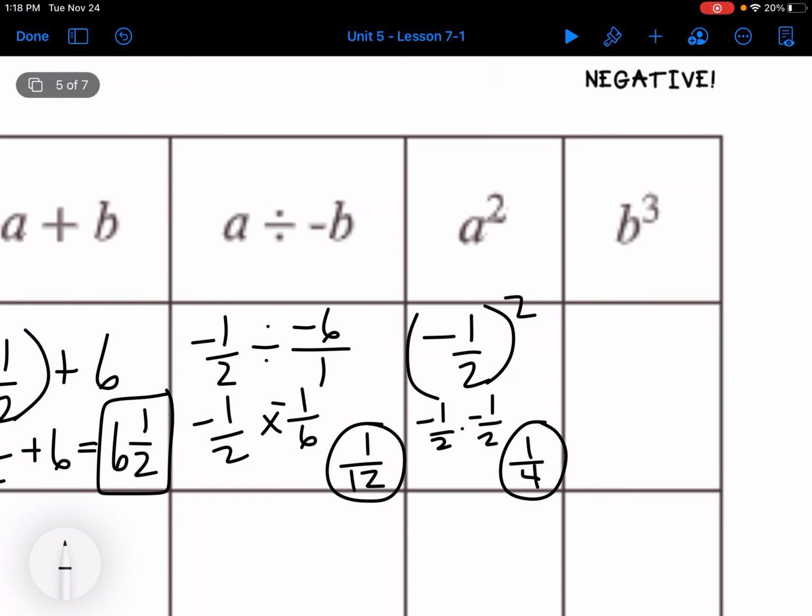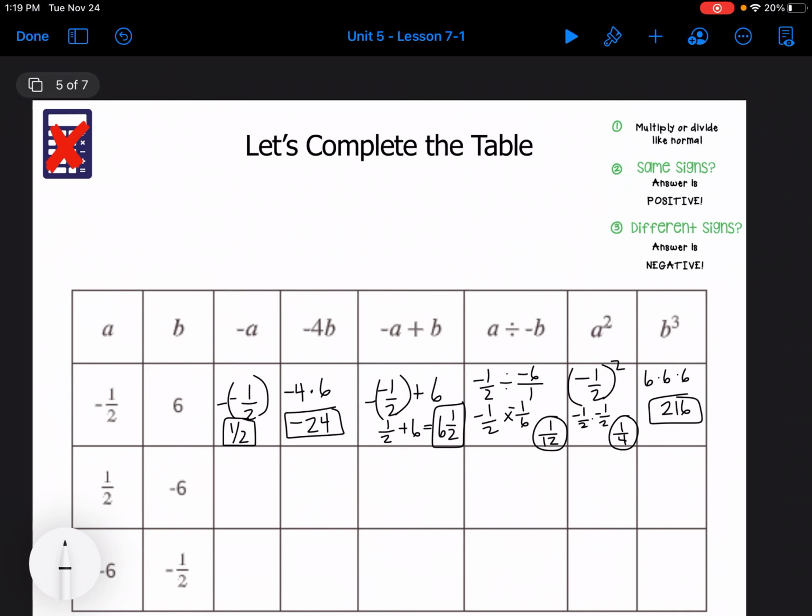So b to the 3rd power. b was 6, so that's 6 times 6 times 6. 6 times 6 is 36, 36 times 6 is 216. And it's going to be positive because all those signs are positive.